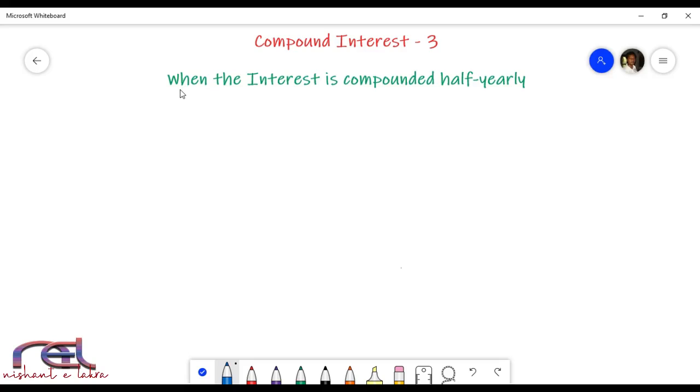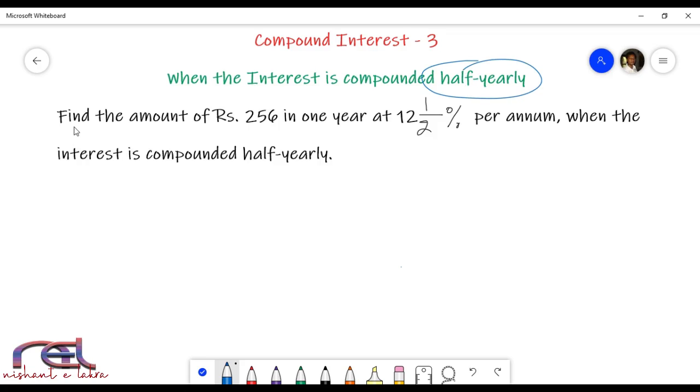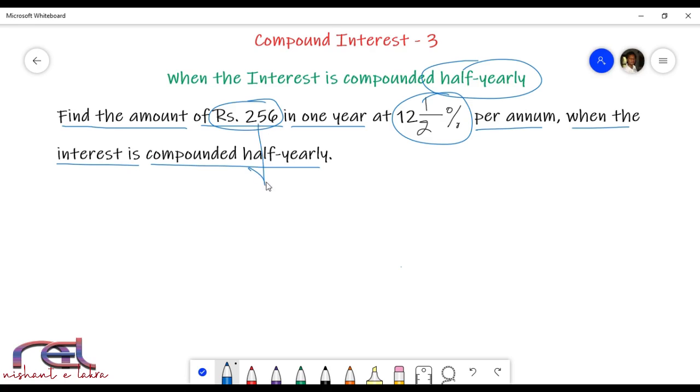We will learn how to find compound interest when the interest is compounded half yearly. Here is the question. Find the amount of rupees 256 in 1 year at 12.5% per annum when the interest is compounded half yearly. It's not very hard. You just have to concentrate and see how we solve this.